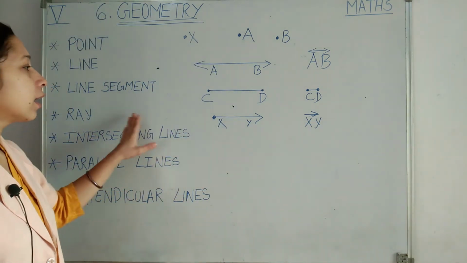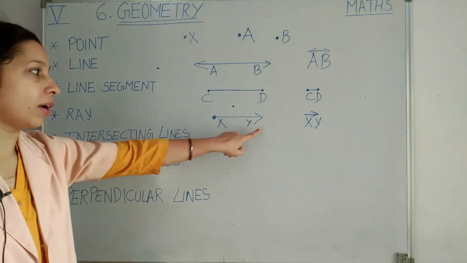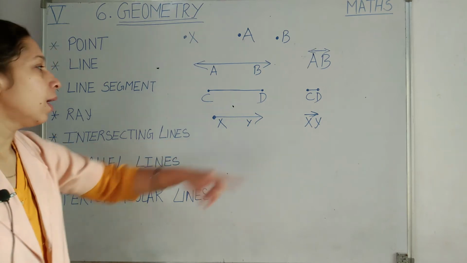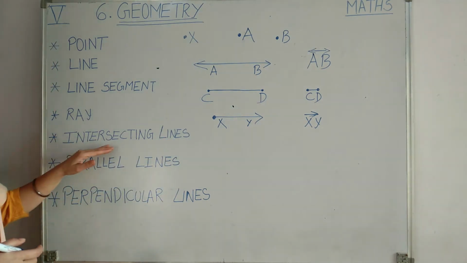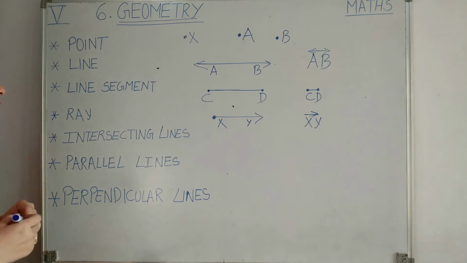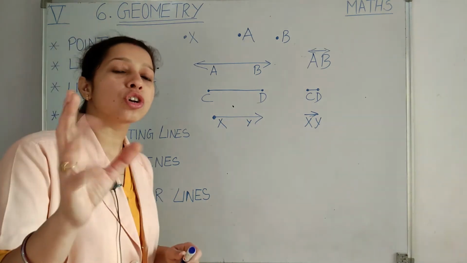So this is our ray XY with one endpoint and one arrowhead. Got it? Okay, now the next topic is intersecting lines. Students, intersecting lines means crossing lines.